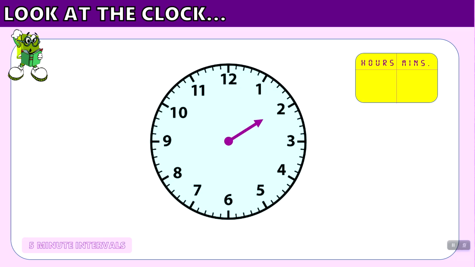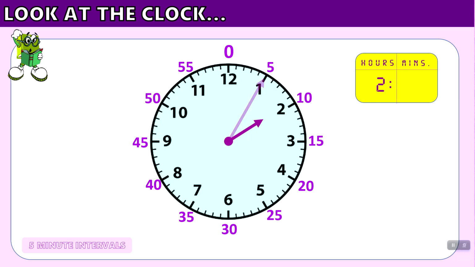So let's take a look at this time. The short hand is on the 2, which means it is 2 something. And here's the 0 depicting minutes. Remember, every big number, 1, 2, 3, 4, 5, and so on, is 5 minutes. And so this is 10 minutes, 15 minutes, and so on. If the long hand is on the number 1, we know that this is 5 minutes past 2.